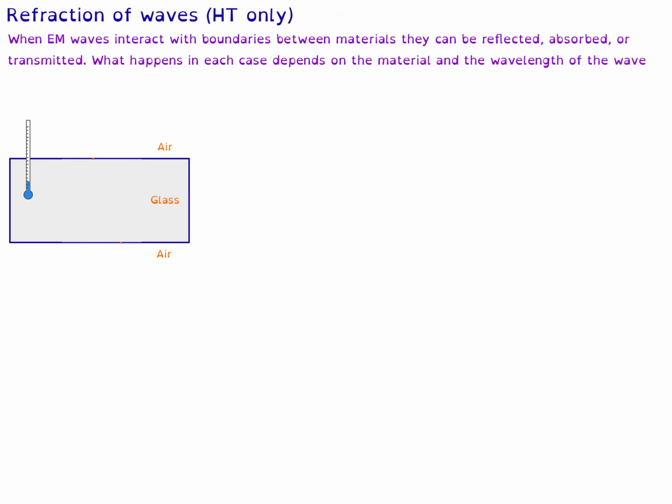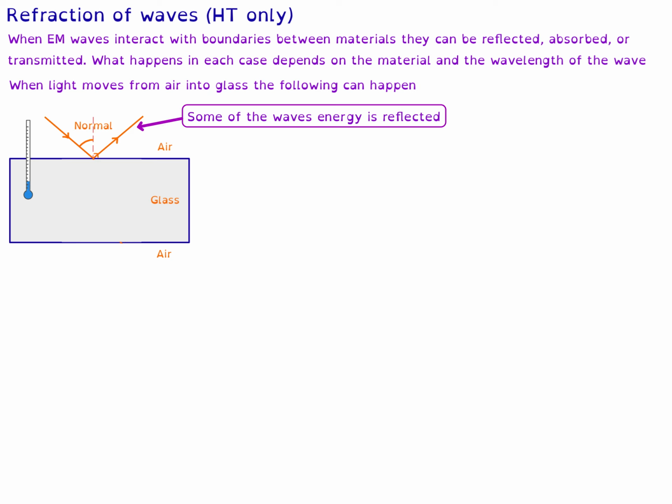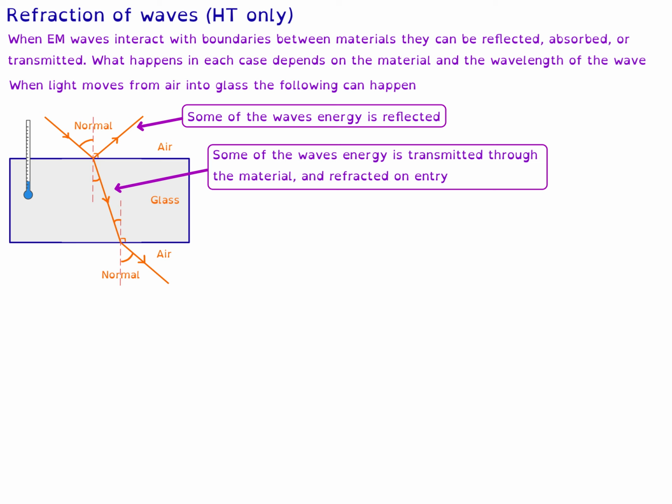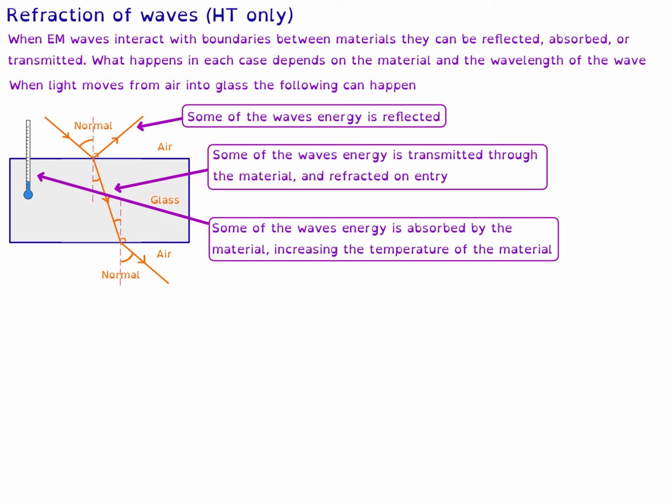When EM waves interact with boundaries between materials, they can be reflected, absorbed, or transmitted. What happens in each case depends on the material and the wavelength of the wave. For example, when light moves from air into glass, the following can happen. When the light hits the boundary, some of the wave's energy can be reflected. Some of the wave's energy is transmitted through the material and refracted on entry. And some of the wave's energy is absorbed by the material, increasing the temperature of the material.